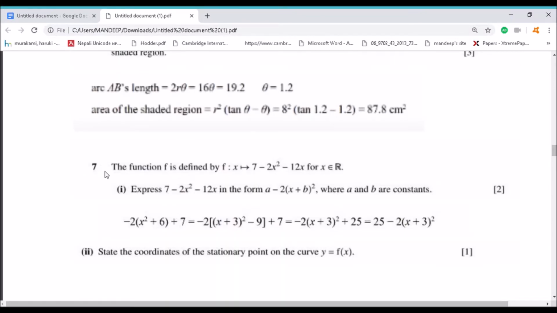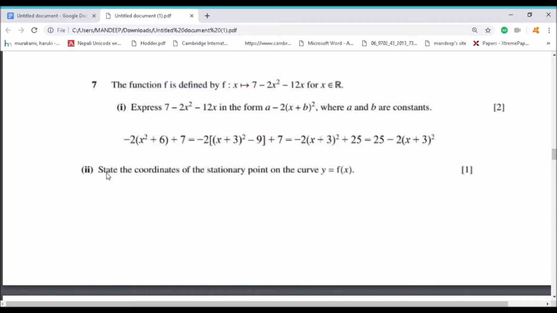Question number 7. The function f is defined by f(x) equals 7 minus 2x squared minus 12x for x belonging to all real numbers. Express 7 minus 2x squared minus 12x in the form a minus 2(x plus b) squared, where a and b are constants.